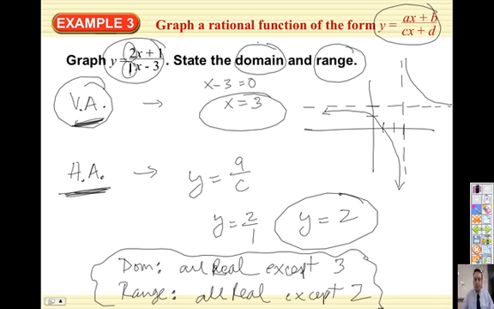Real simple. Okay, so there are three types of graphs you have to know. y equals a over x, y equals a over x minus h plus k, the translated one, and the last one we just did, ax plus b over cx plus d. Know how to do each one of those, and find domain and range. Okay, that's section 2.